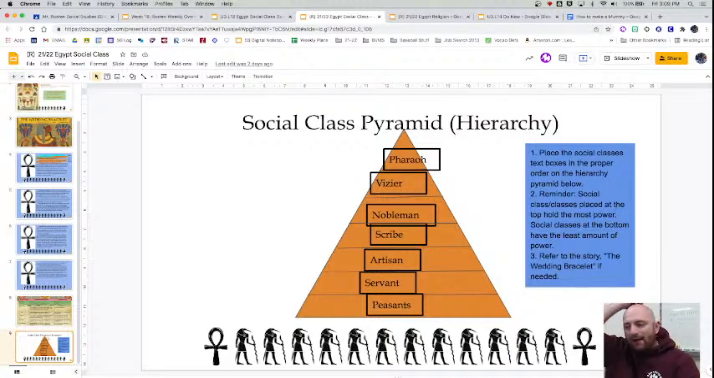And we talked about how peasants should really be on the top of the pyramid. And why is that? Because the peasants were the farmers. The peasants made all the food. No food equals no civilization. You can't live without food. So we talked about how peasants should be on the top, just like students should be on the top of the BMS social class pyramid.